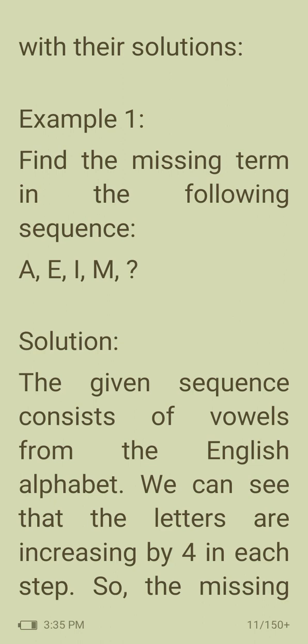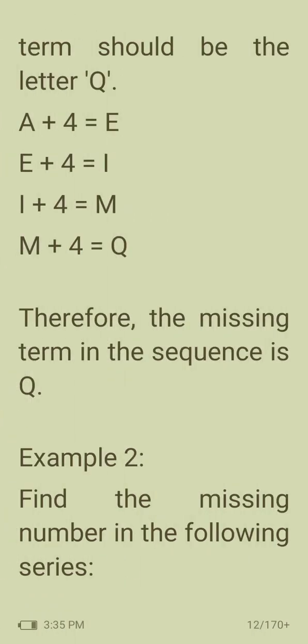Find the missing term in the following sequence: A, E, I, M. Solution. The given sequence consists of vowels of the English alphabet. We can see that the letters are increasing by 4 in each step, so the missing term should be letter Q. Therefore, the missing term in the sequence is Q.